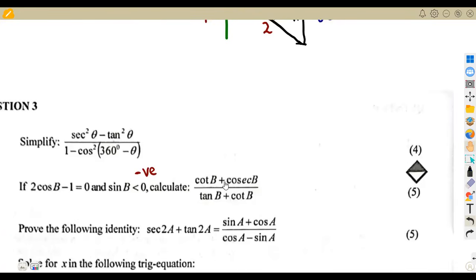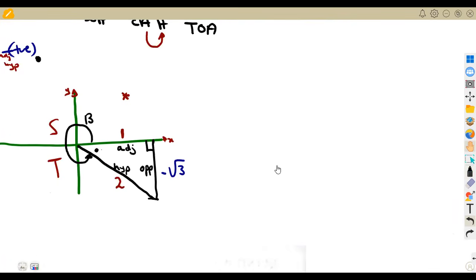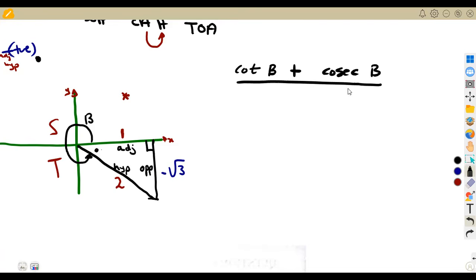Calculate cot B plus cosec B over tan B plus cot B. Okay, that is our question, 5 marks for that. Let us just write our question here. So the question needs us to determine the value of cot B plus cosec B, everything over tan B plus cot B.